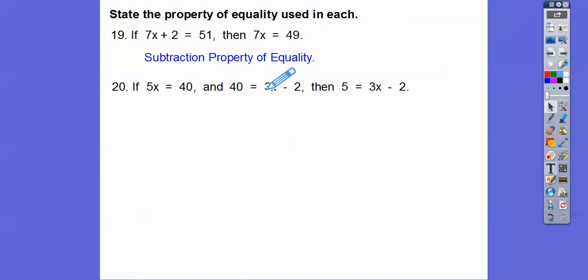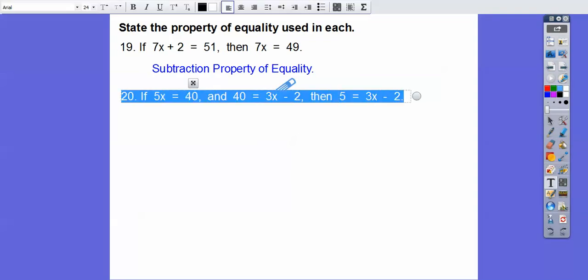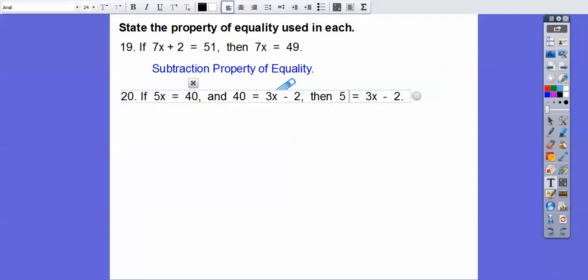Whoops, there should be an X right there. I'm going to put an X right there. That darn mouse of mine. So anyway, it should say 5x equals 3x minus 2. So that would be the transitive property when that's happening right there.